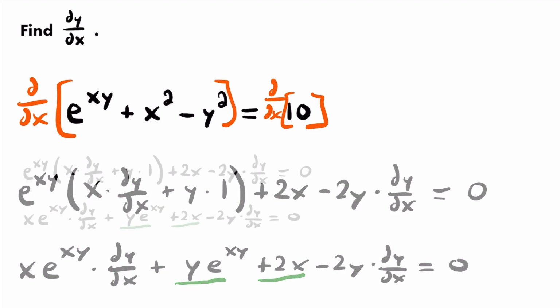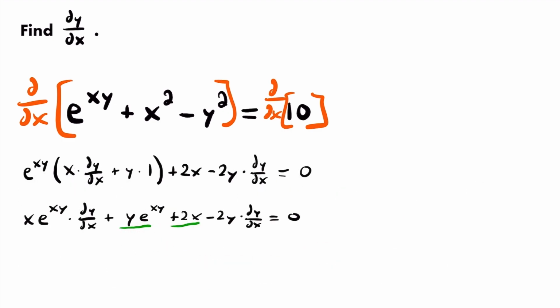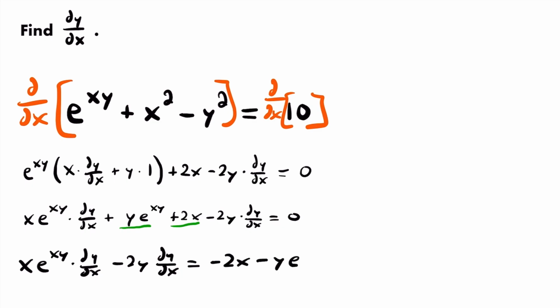But let's do that. If we move these two terms over to the other side of the equation, they will become negative. So we're going to have x times e to the power of x times y times dy dx minus 2y times dy dx is equal to negative 2x minus y times e to the power of x times y. All right, so now these two terms are on this side of the equation, which means they are now both negative.